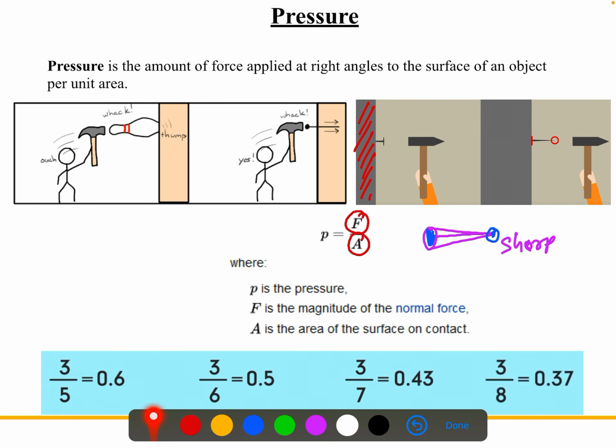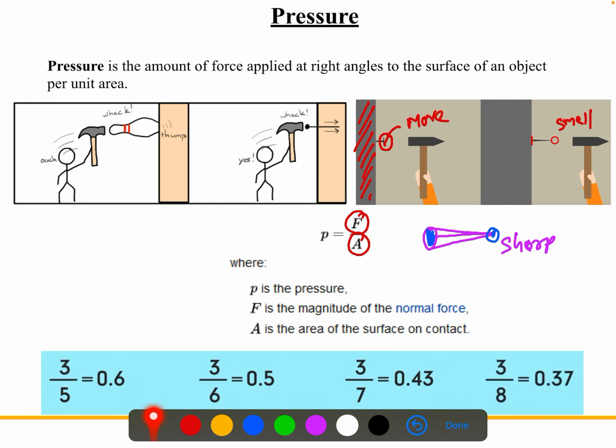If you apply the force on this side, it will easily enter the wooden object. But if you do the opposite, and apply the force on the sharp edge, it will be really hard to get the pin inside the wood. What's the reason? When you are using this side, we have more area, so we are applying an equal amount of force on more surface area. Here it is a very small surface area.